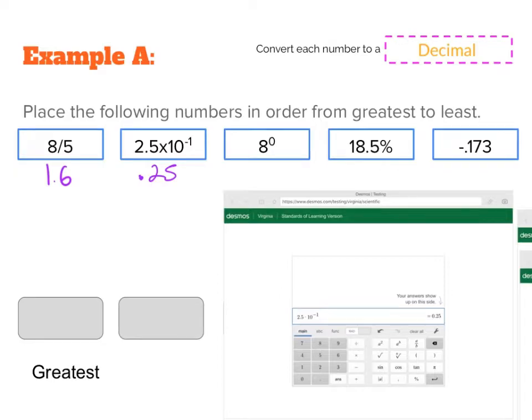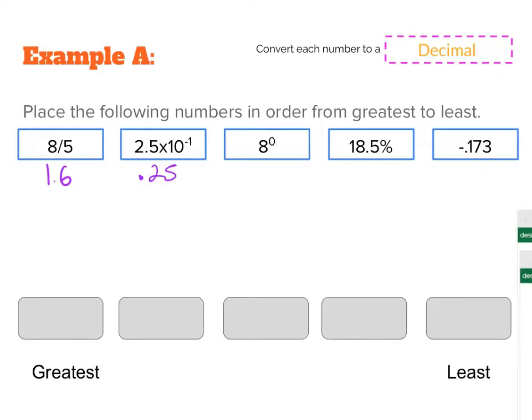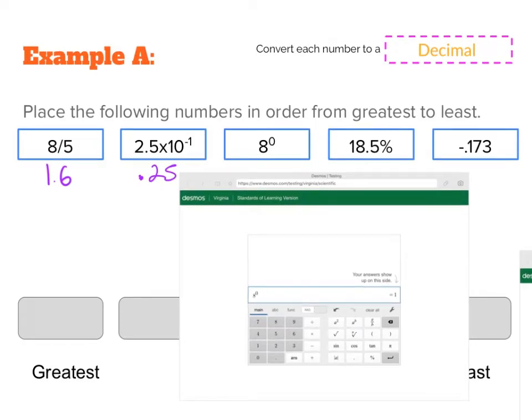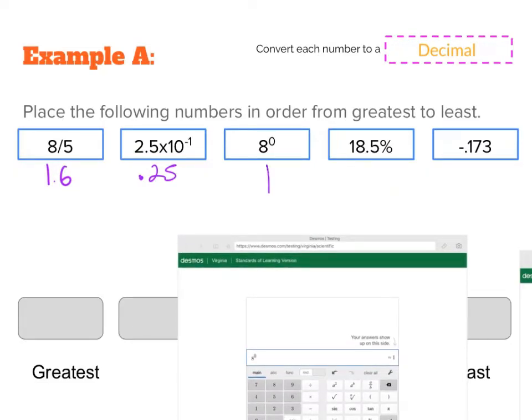Now the next one is 8 to the 0 power. Hopefully I remember the trick that anything to the 0 power does equal 1, but if I've forgotten that, I have my calculator. I can type in 8 to the 0 power, and I can see that that's 1. So anything to the 0 power is 1. We're going to keep track of that by writing down our answer here. So put down our 1, and then we can get rid of that one.